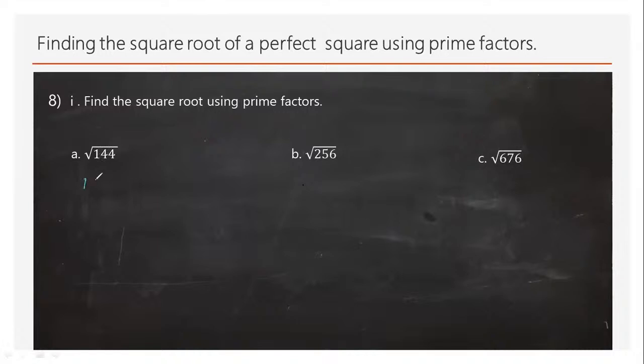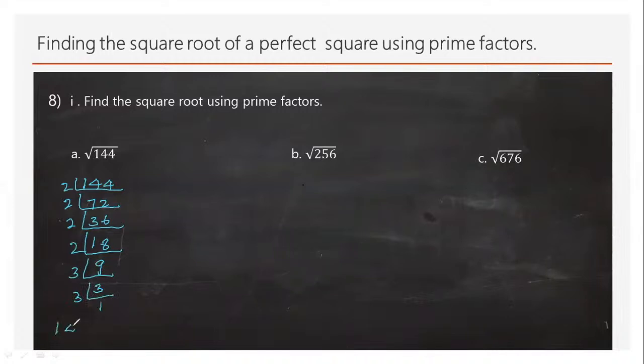144. First divide by the smallest prime factor 2, 72. Again divide by the smallest prime factor 2, 36. Again divide by the smallest prime number 2, 18. Again divide by 2, 9. Again divide by 3, 3. Again divide by 3, 1. So we can write the square root of 144 equals the square root of 2 into 2 into 2 into 2 into 3 into 3.